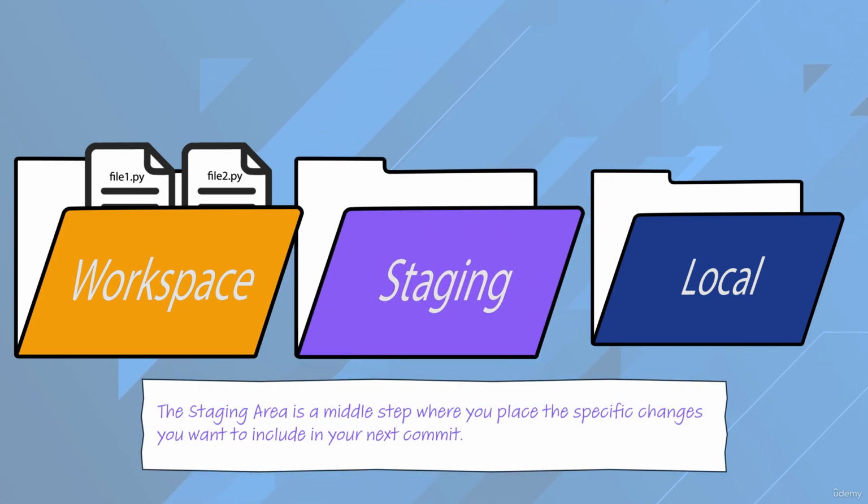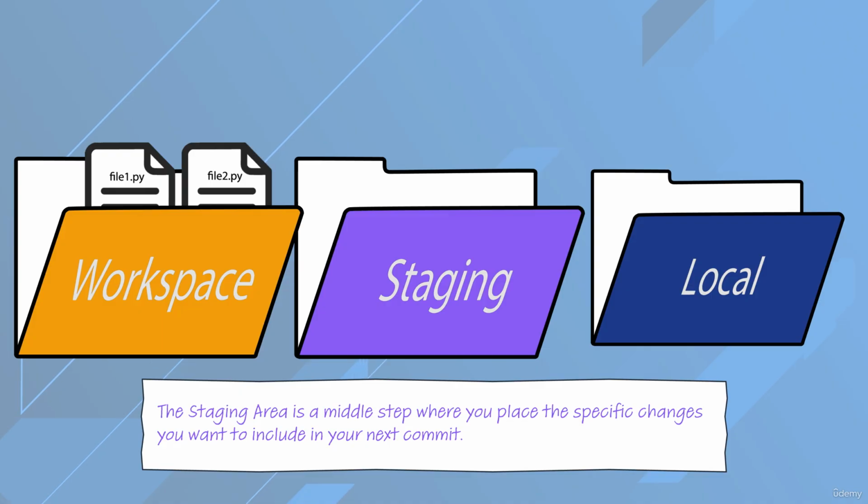This is a middle step where you place the specific changes you want to include in your next commit. A commit is like saving your work, but instead of just saving a single file, it captures a snapshot of your entire project at that point in time. Every commit records what changed, who made the change, and a message describing why.